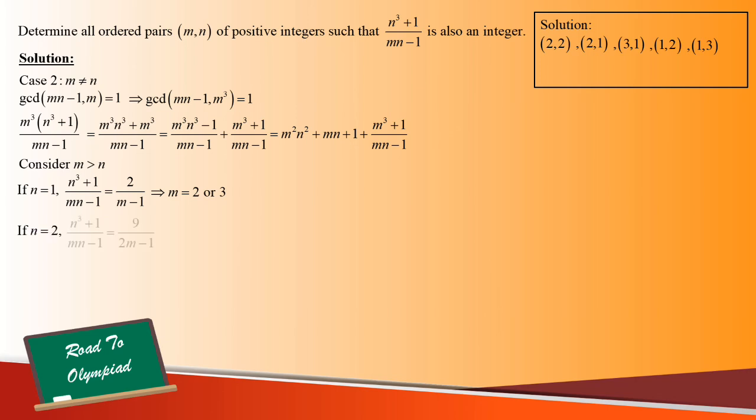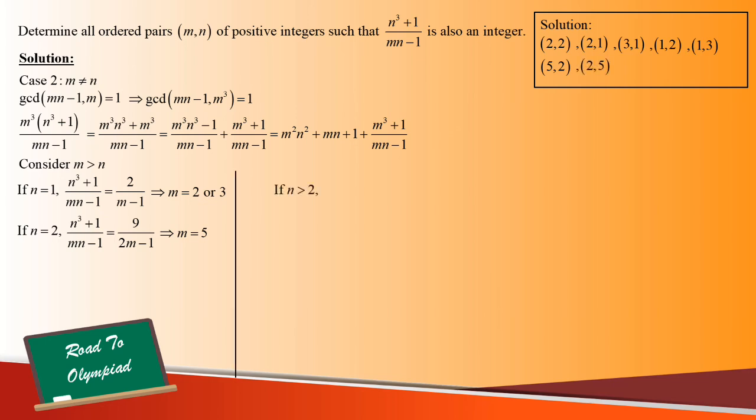If n is equal to 2, we have 9 over 2m minus 1 is an integer. By doing a quick check, only m is equal to 5 satisfies the conditions. And thus, we have the solution (5, 2), as well as the symmetrical solution (2, 5).